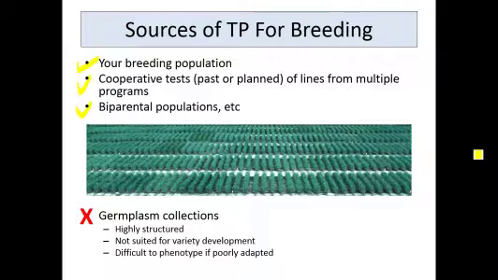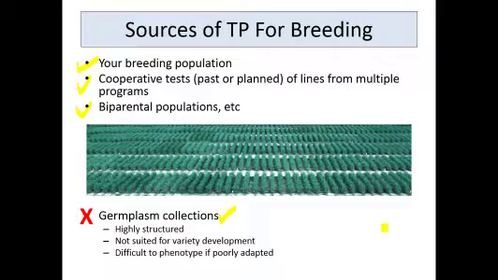Now some populations I feel are probably less appropriate for genomic selection would be things like germplasm collections, because germplasm collections may not have high yield. They may not be good for most of the traits you need to improve that you want to consider when you're developing new varieties. Germplasm collections can be highly structured, and that can cause problems. As I said, they're not really well suited for variety development.